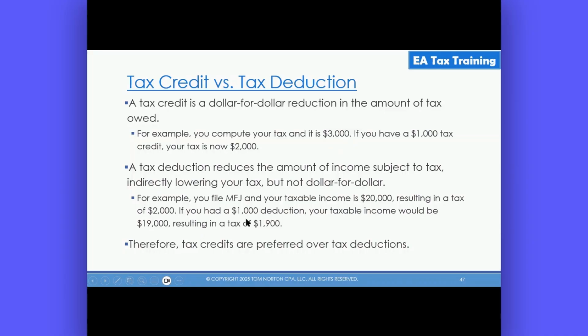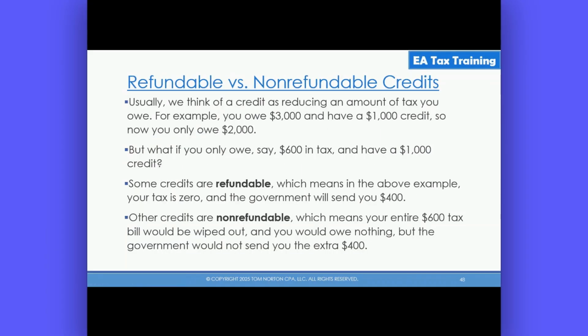So because of this difference, tax credits are usually preferred over tax deductions. Tax credits are dollar for dollar. Tax deduction is just an indirect lowering of the amount of tax due, but it is not dollar for dollar. When we are talking about tax credits, there are some tax credits that are refundable, other tax credits that are non-refundable. So what does that mean?